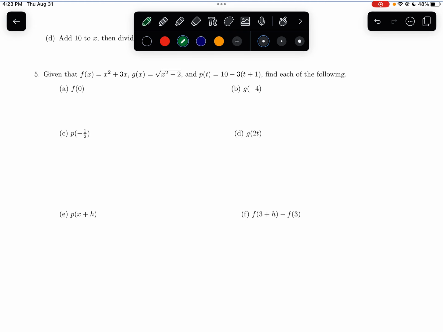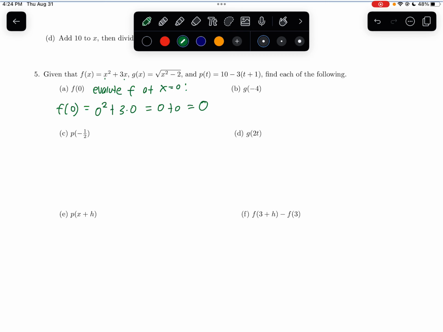So f of 0, you would evaluate, remember this means that you evaluate f at x equals 0. So f of 0 would mean that you put 0 into every x value that you see. So 0 squared plus 3 times 0 is just 0 plus 0. So your answer would be 0.